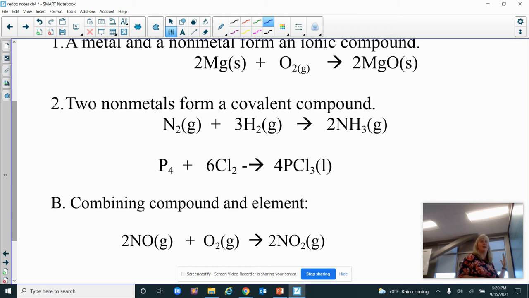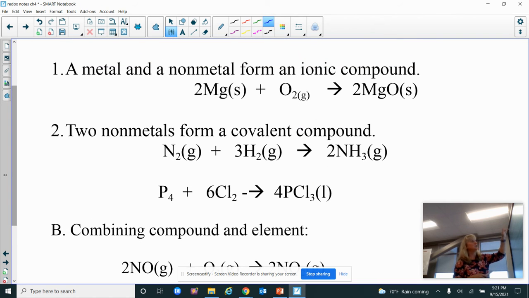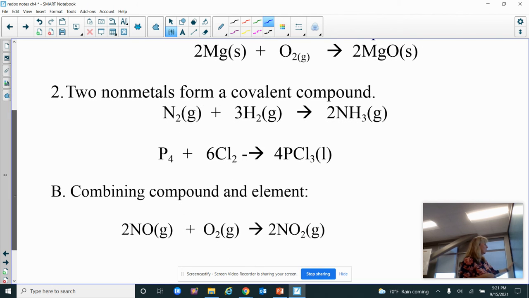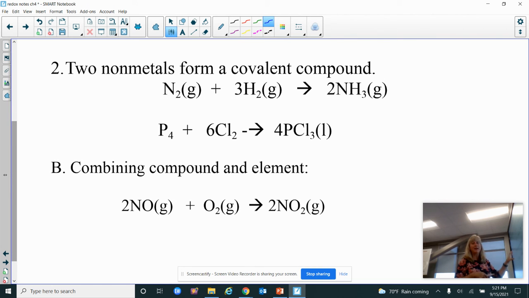Rarely are you going to have a compound just add in a completely different element, or rarely are two different compounds just going to combine. So these are the most common types of combination or synthesis. Two individual elements combining to make a single product, or a compound that has some element in it and you add more of that element, and then sometimes you can get a different compound. Okay, but the key is you always have one product.